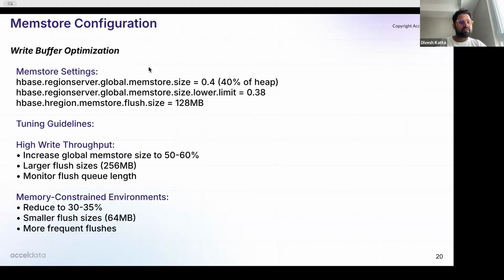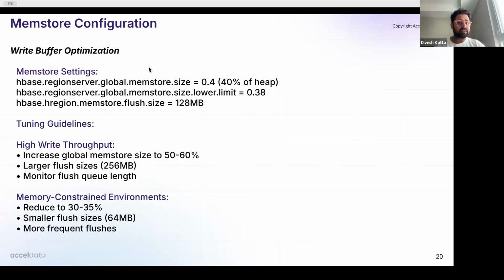Memstore configuration. The memstore is your write performance buffer, and tuning it requires understanding the trade-off between write throughput, memory usage, and recovery time. A large memstore means fewer flushes to disk, which improves write throughput and creates larger, more effective HFiles. But a larger memstore also means longer recovery time if a region server fails, since unflushed data might be lost and need to be replayed from the write-ahead logs.